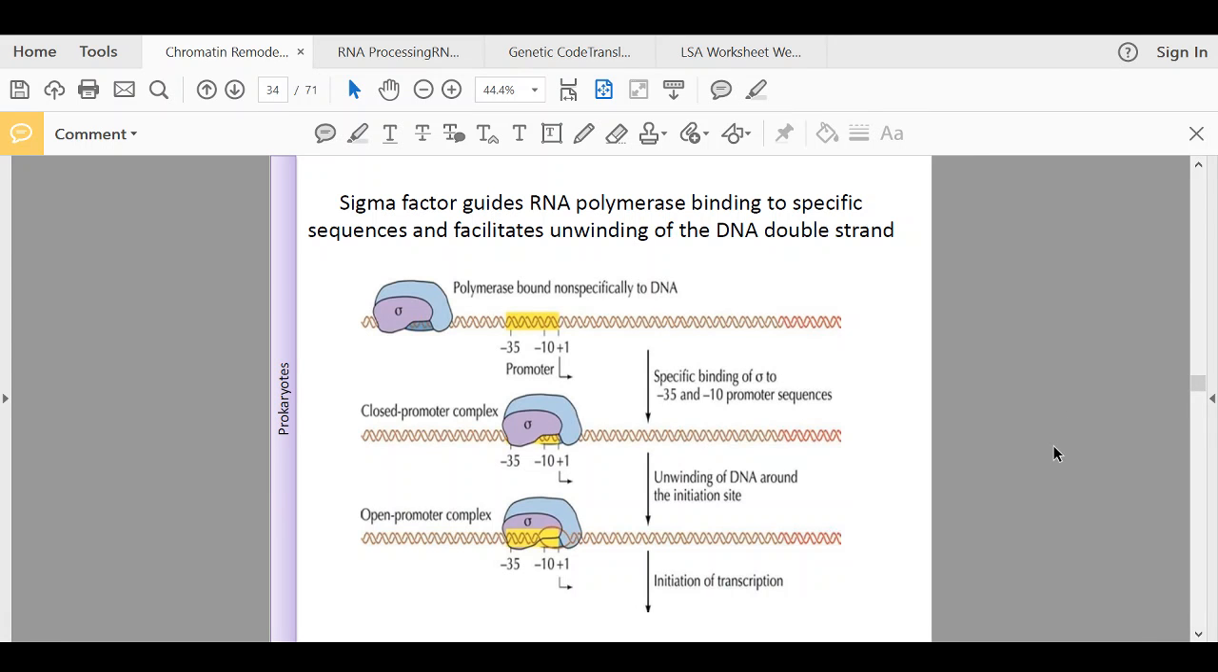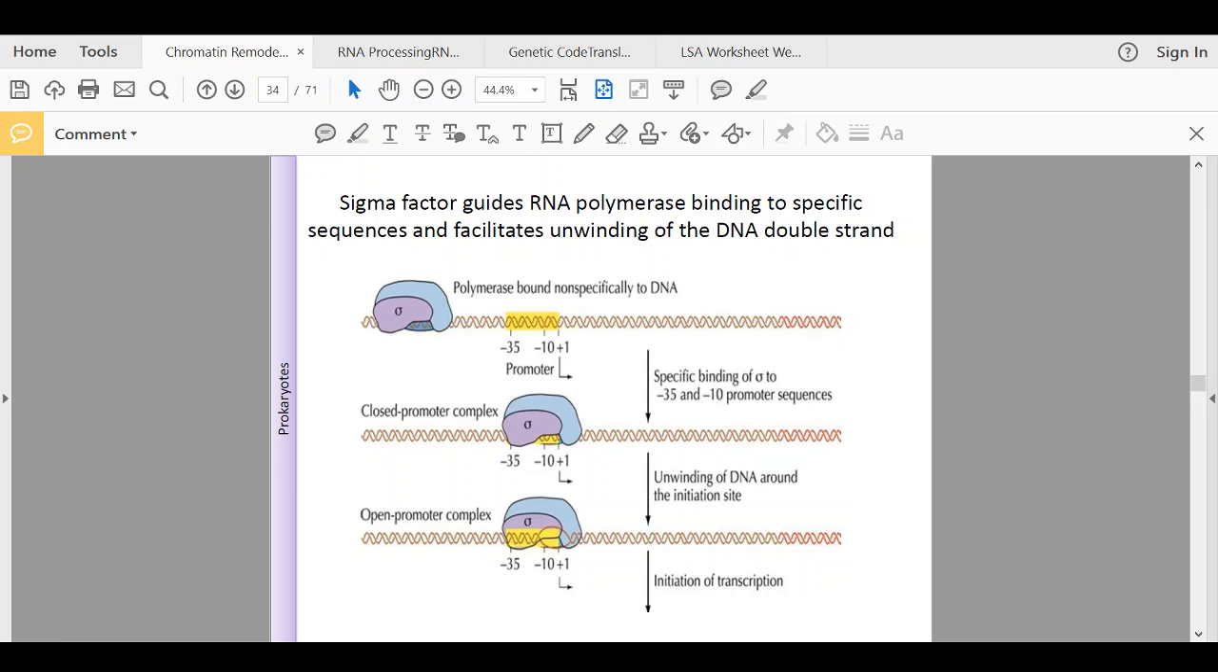So sigma factor, as we mentioned before, guides RNA polymerase binding to specific sequences, and it also facilitates the unwinding of the DNA double strand. Recall that in DNA replication, that enzyme was called helicase, where that facilitated the unwinding of our DNA strand. However, in RNA transcription, our sigma factor can also play that role as well.